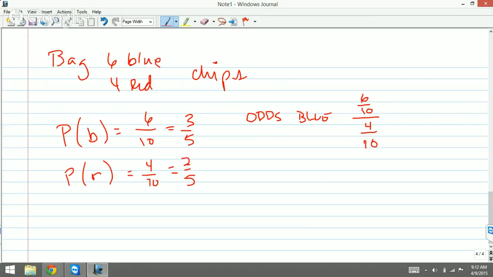And if you do your fraction division, copy dot flip, you get 6 over 4 or 3 to 2. Odds are not expressed in decimals. They need to be fractions. Probability you can express as a decimal because it makes sense. But in odds, you're comparing two items. You need to have both items there. So I need to have the 3 to 2, not just a 1.5.